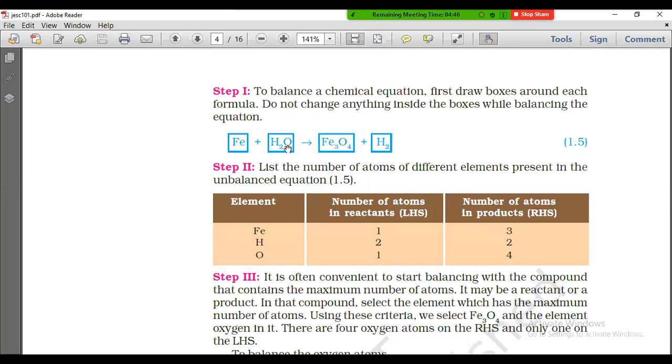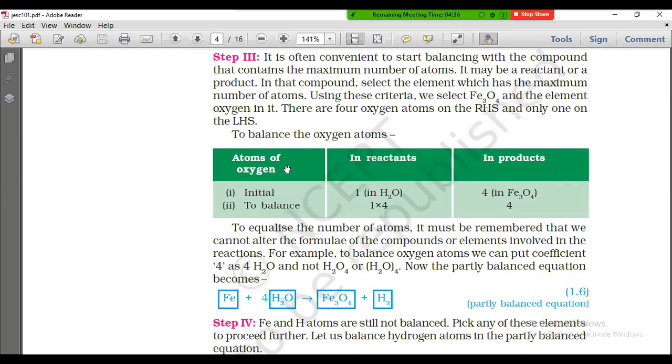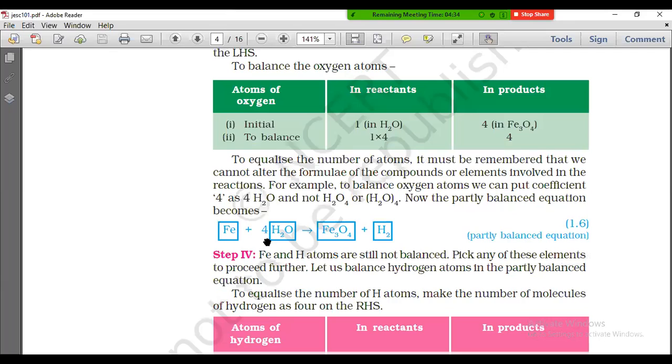Here we have only H2O, and here we have 4 oxygens. So how many oxygens do you need here? Obviously 4. That means 4 dihydrogen oxide, 4H2O. Got it? Everyone, are you with me?